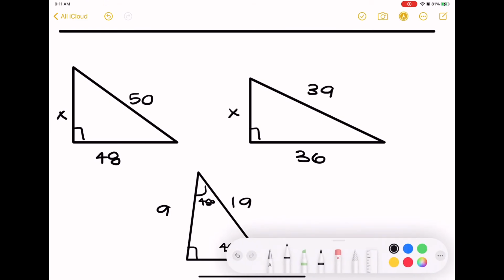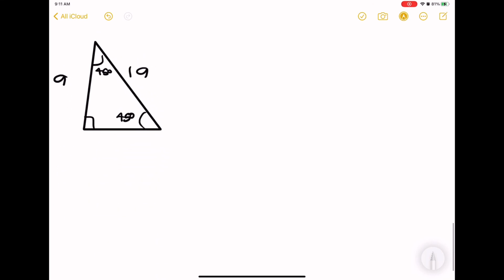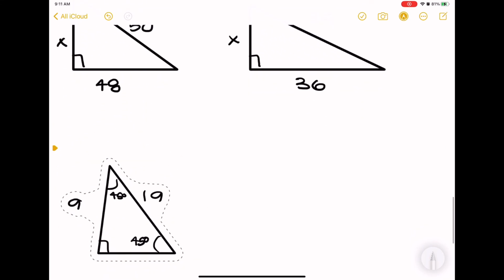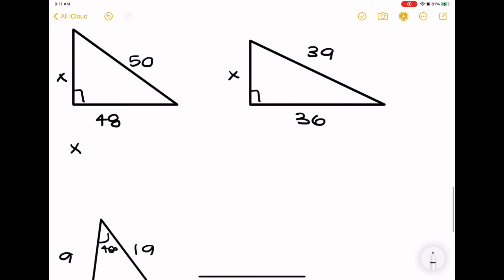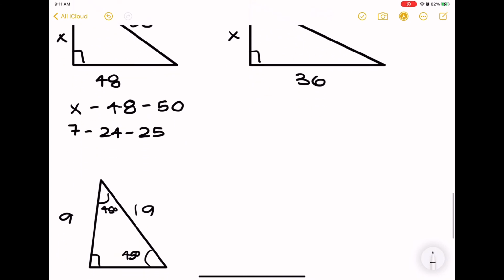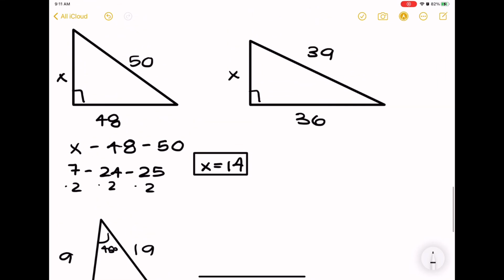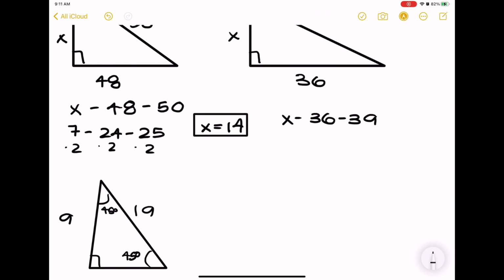Did you do it? Let's check if you got the correct answers. We're going to start with the ones where we're trying to find the missing side. For the first one, we have x, 48, and 50. If you look at this, it's x, 24, 25, but instead of 7, we just multiplied by 2. So in order to find the missing side, we just multiply 7 by 2. For the next one, it's x, 36, 39, and this is a 5, 12, 13 triangle, except you multiply by 3. So we know the missing side is 5 times 3.